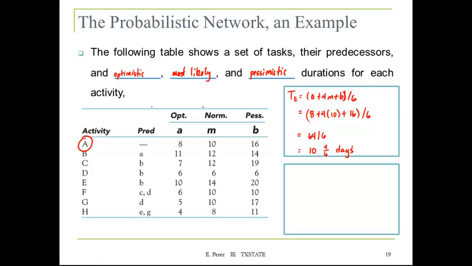So it's almost 11 days. Okay, so using this information, we are estimating or finding the expected value of the duration of that task. And that's only for A. So this is using this information.